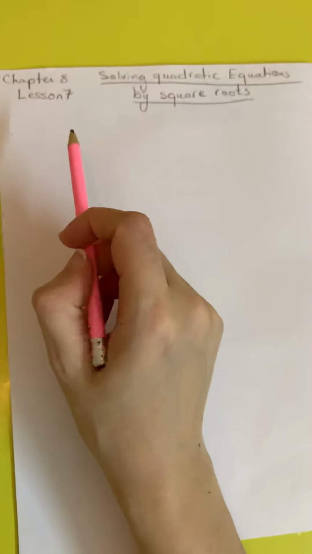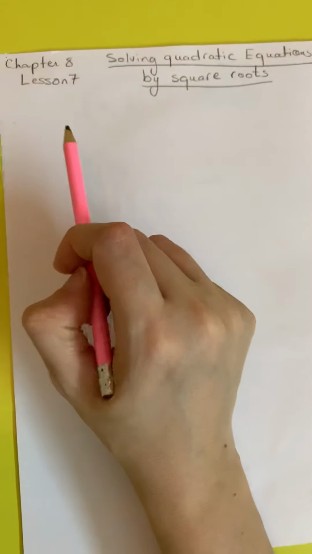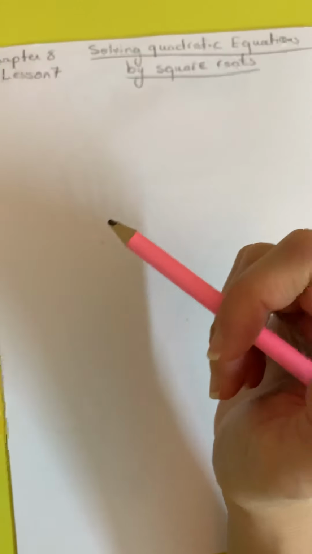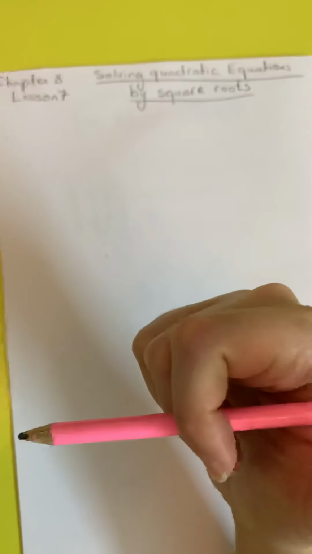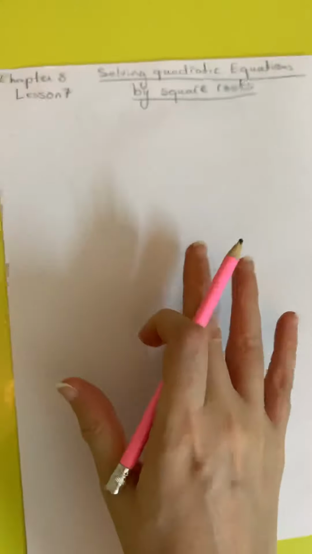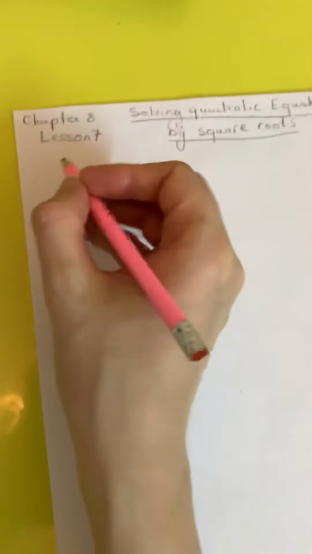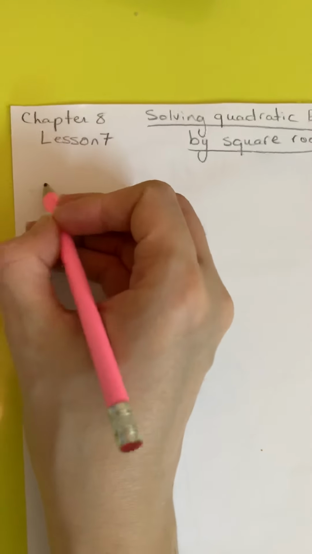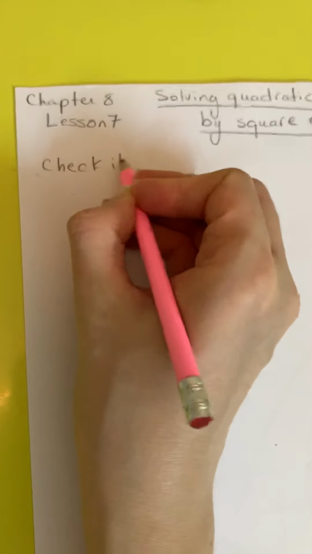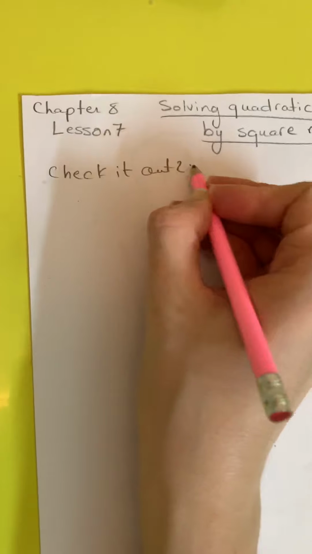Good morning, girls. Today we're on the same lesson, chapter 8, lesson 7, solving quadratic equations by square roots. Now, we've already done example 1 and example 2. We had the homework for example 2. Let me try to solve it now in front of you. So, we had the homework, Check It Out 2.